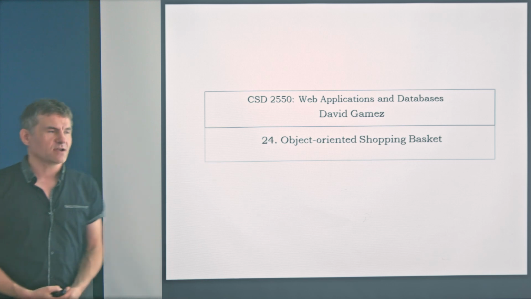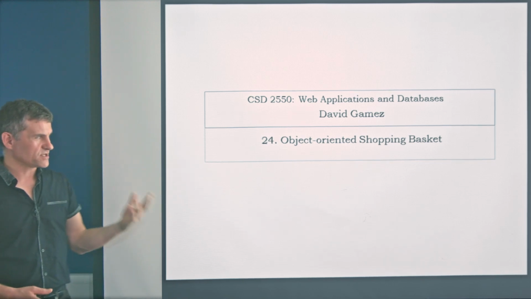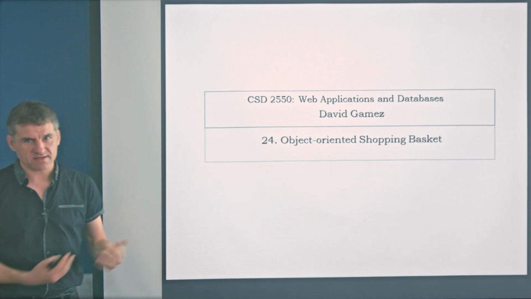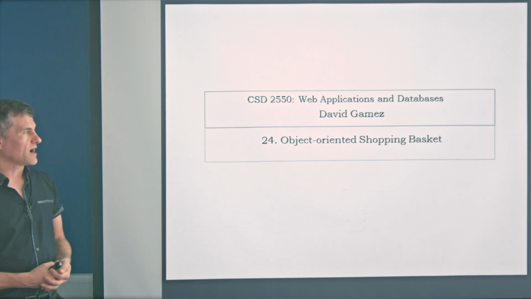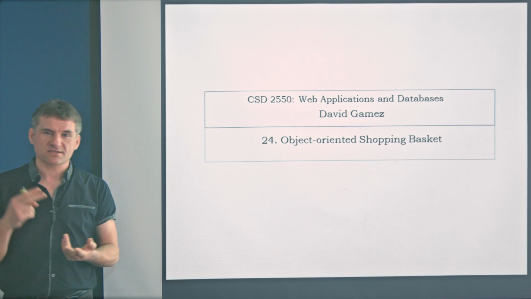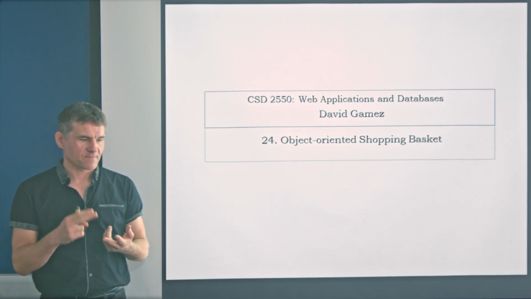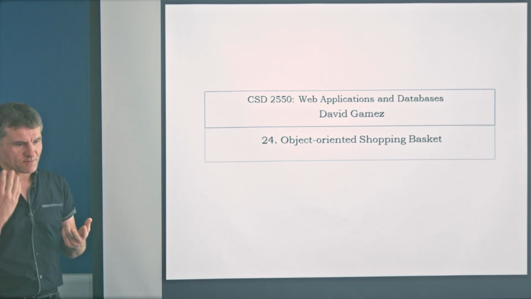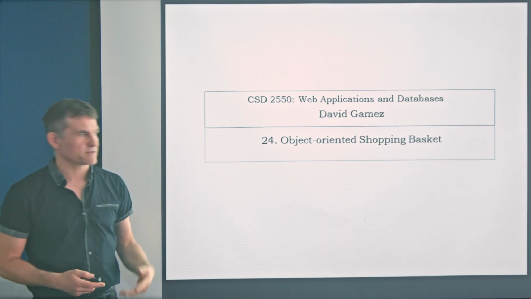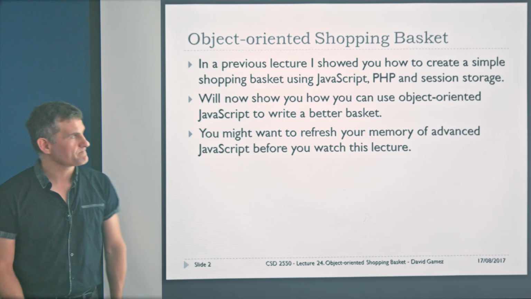Okay, so in this lecture, I'm going to explain how you can use a combination of AJAX and object-oriented JavaScript to build a better basket than the very basic basket that I talked about in the previous lecture. If you're not familiar with AJAX, I recommend you watch that lecture again. And if you've forgotten everything about object-oriented and advanced JavaScript, I recommend you watch the lecture on advanced JavaScript, because this will only really make sense if you're up to speed with that stuff.